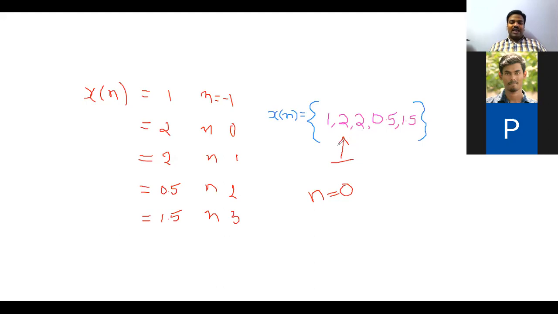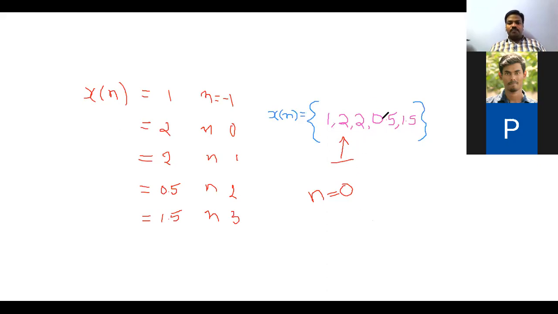So left side points are negative values of n, and right side values are positive values of n. If you are representing an arrow at this particular place, it means this is the value of x of n at n is equal to 0. Now this is 1, 2, 3, and the left values are negative values. So n is equal to -1, x of n is equal to 1.